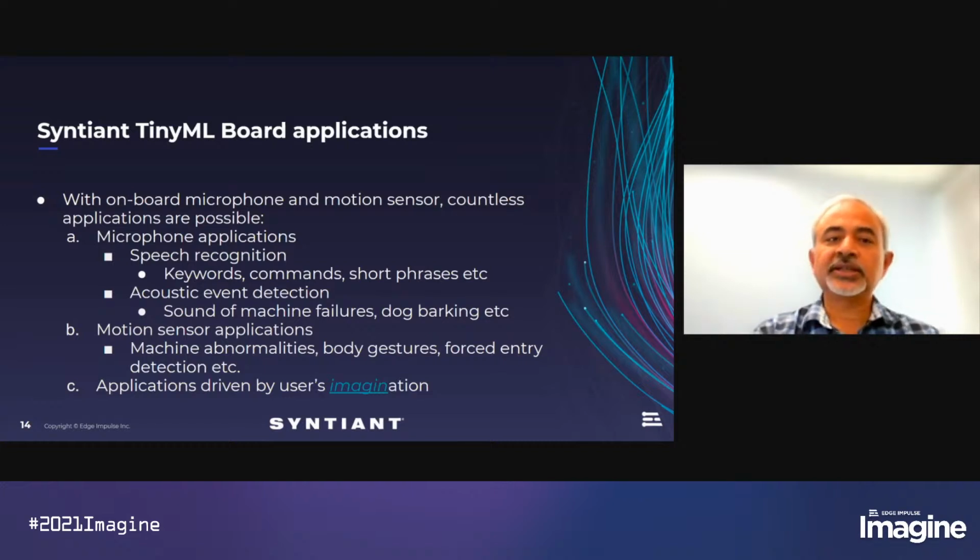And on the motion sensor side, you can detect vibrations or any machine abnormalities, body gestures, or if somebody is trying to break into your house or car, the ways they would be breaking in and those vibrations could be detected by this device. And later on, you can train it.